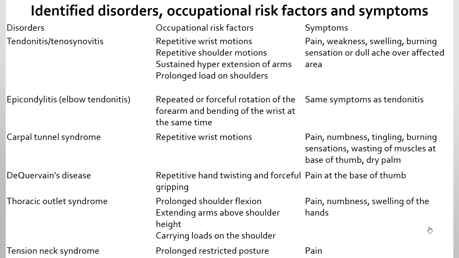This slide shows some of the symptoms associated with occupational risk factors. In order to get a complete overview of the risk factors, a detailed task analysis is necessary. So here you find three columns. The first column is the disorder, the second column is the occupational risk factors, and the third column presents the symptoms. So you can see what repetitive motions, wrist motions and shoulder motions can cause in tendinitis and tenosynovitis. The symptoms are pain, weakness, swelling, burning sensation or dull ache over the affected area.